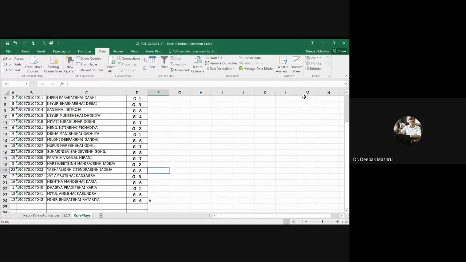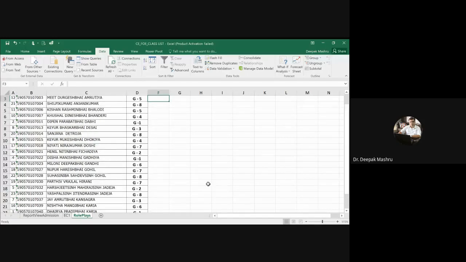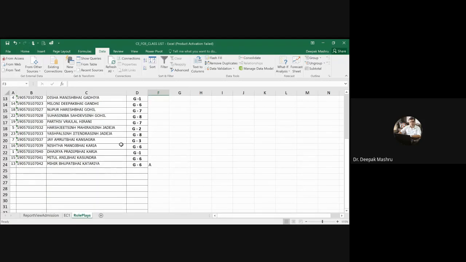Who was the second one? From group number 6, there were 2 students absent: Mihir and Mithul. Is Mithul present? Mithul, are you there?